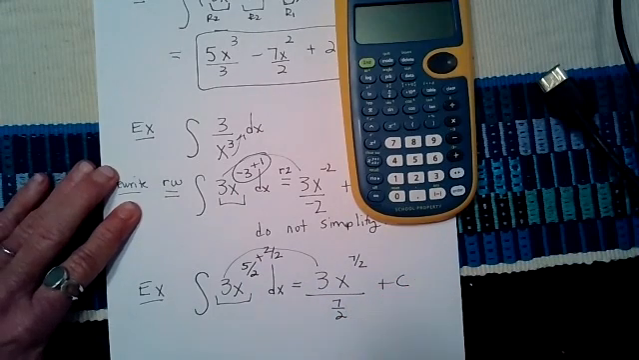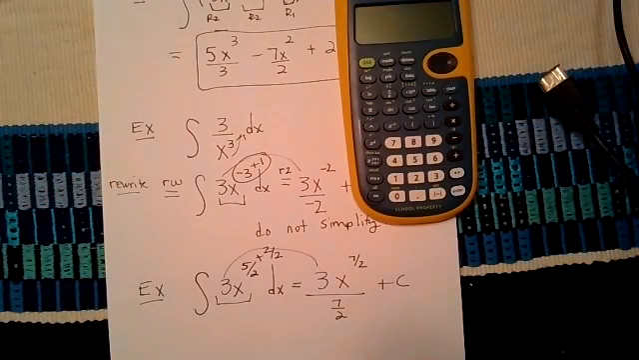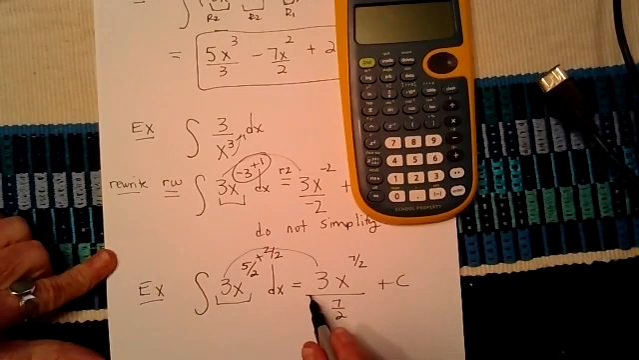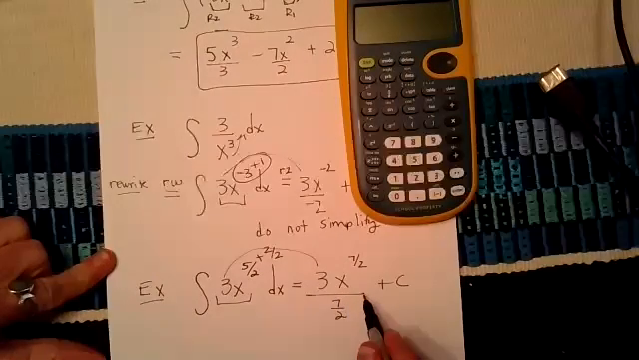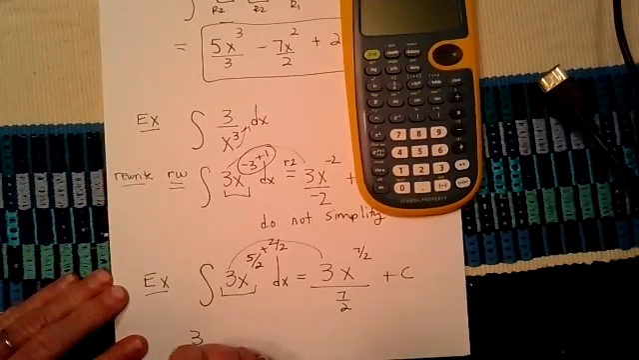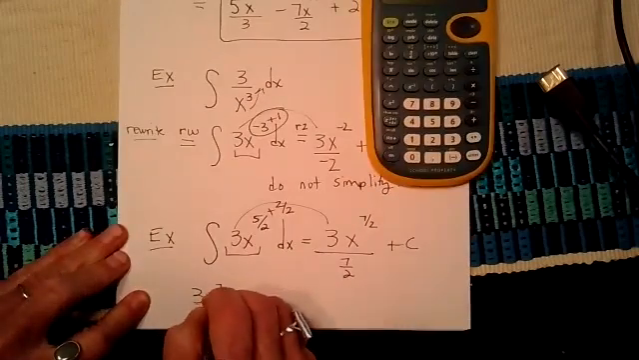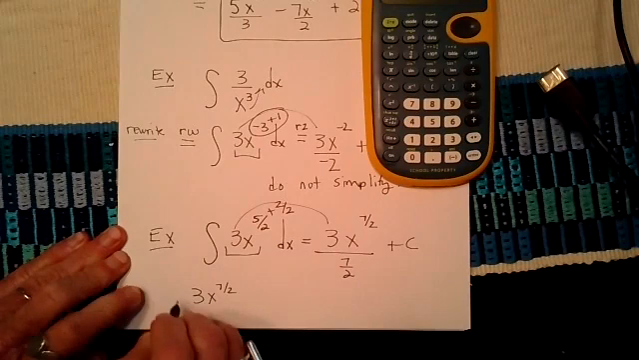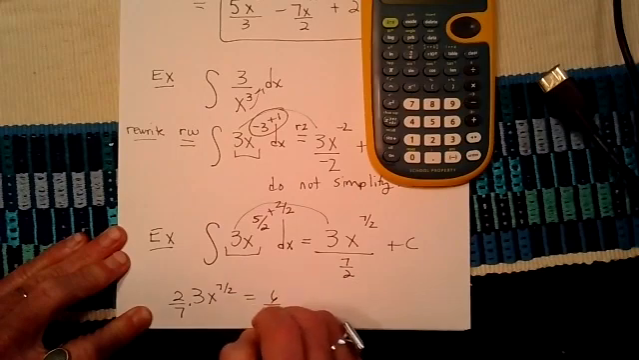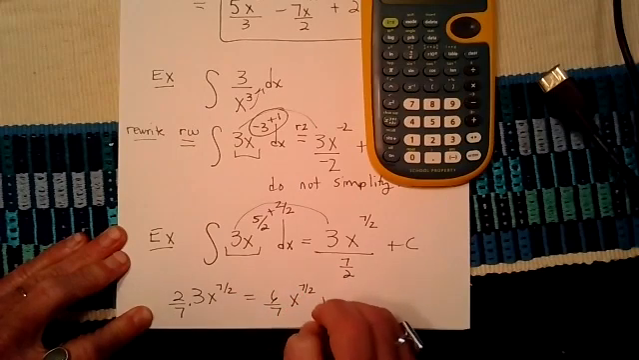Plus c. Okay, and you can leave your answer like that in Hawks. But I will tell you this, it can get really messy and kind of hard to type in. So what is our rule when you divide by a fraction? You invert and multiply by the reciprocal. So I could call that 3x to the 7/2. And instead of dividing by 7/2, I can multiply by what? 2/7, which gives us 6/7x to the 7/2 plus c.